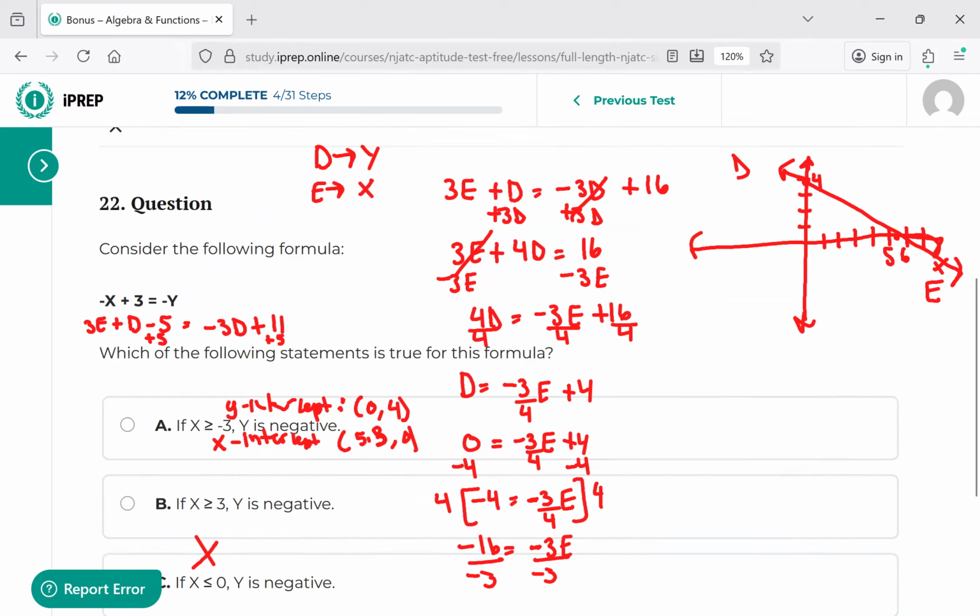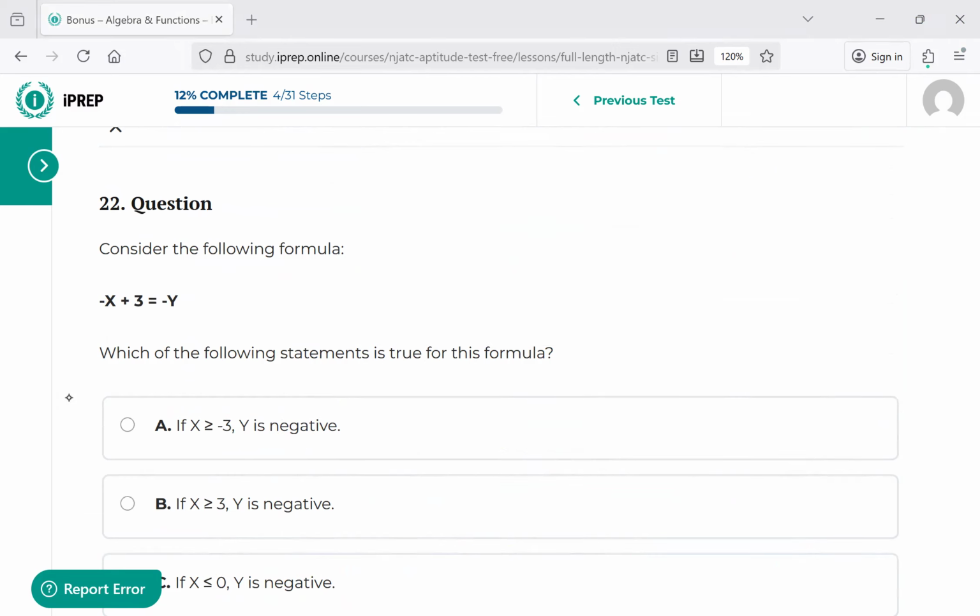Okay. Next one, 22. This one: negative x plus 3 equals negative y. I would just graph it. Really simple. The y is the y, the x is the x. So all I've got to do to get y by itself is get rid of this minus by dividing everything by negative 1. So you get y equals x minus 3.